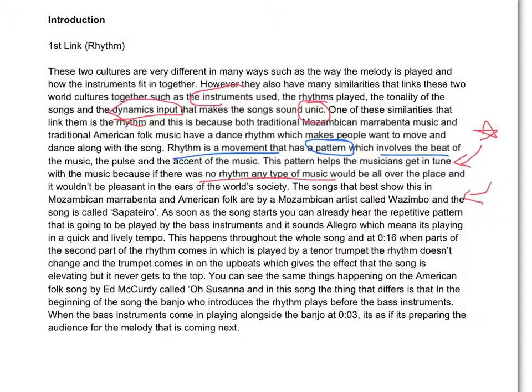Also, let's be careful of the idea of using allegro too much. I mean, I know what you mean there, and it's not wrong, but I think we could just leave it as a quick and lively tempo. I don't think we'd probably use the idea of allegro there. That's used more for classical music.